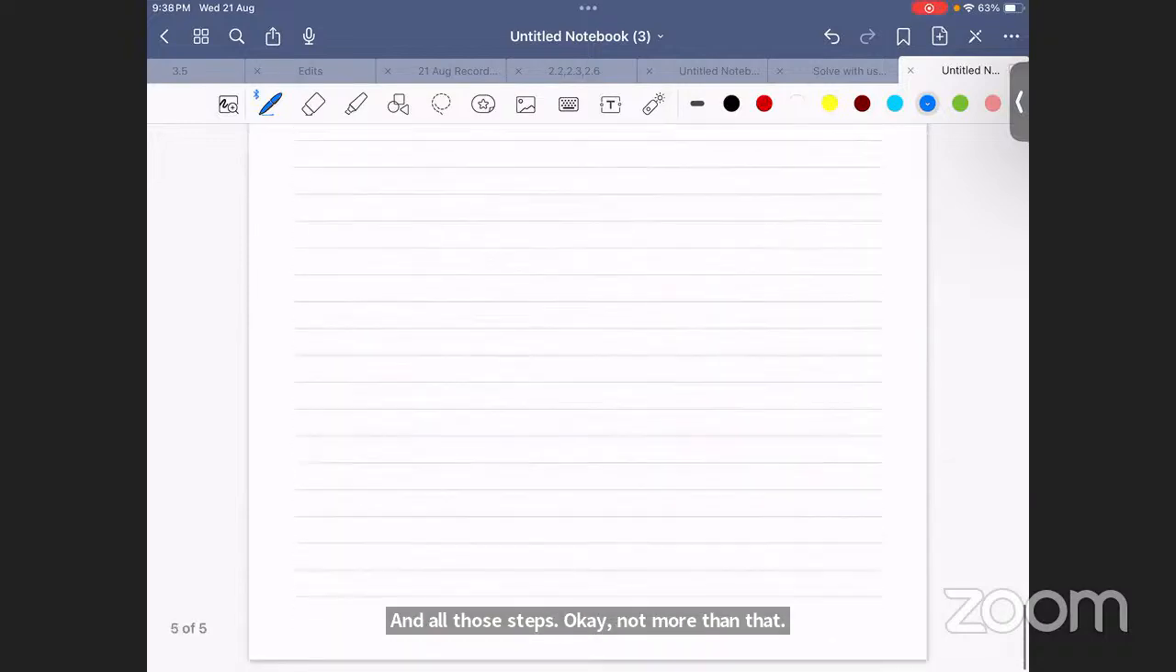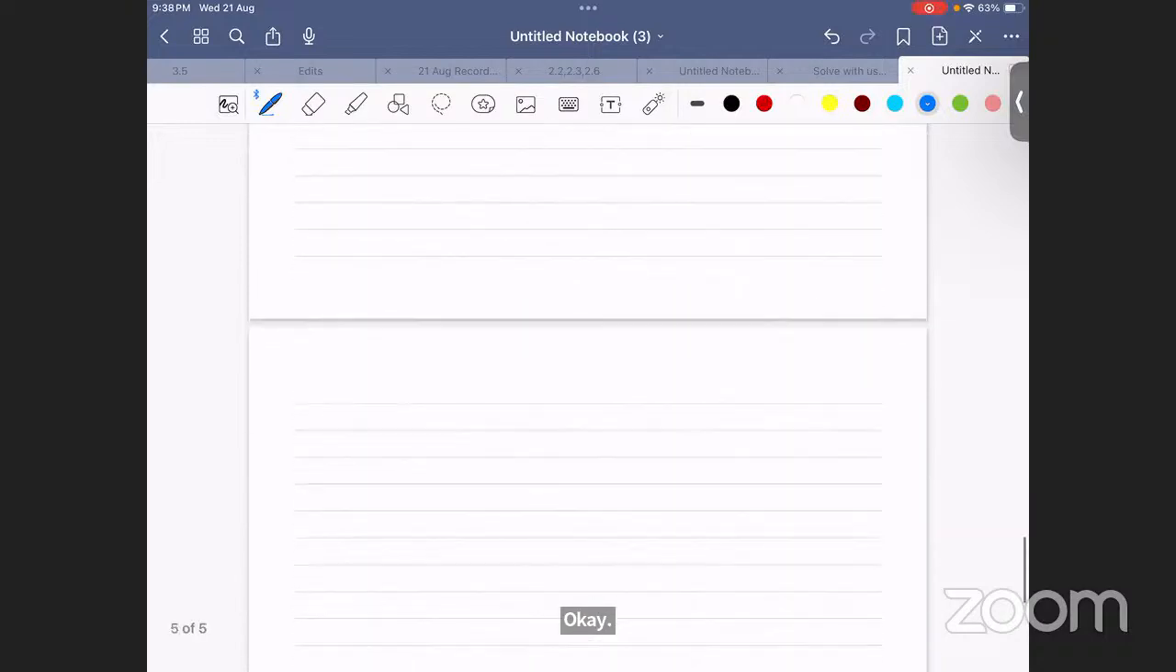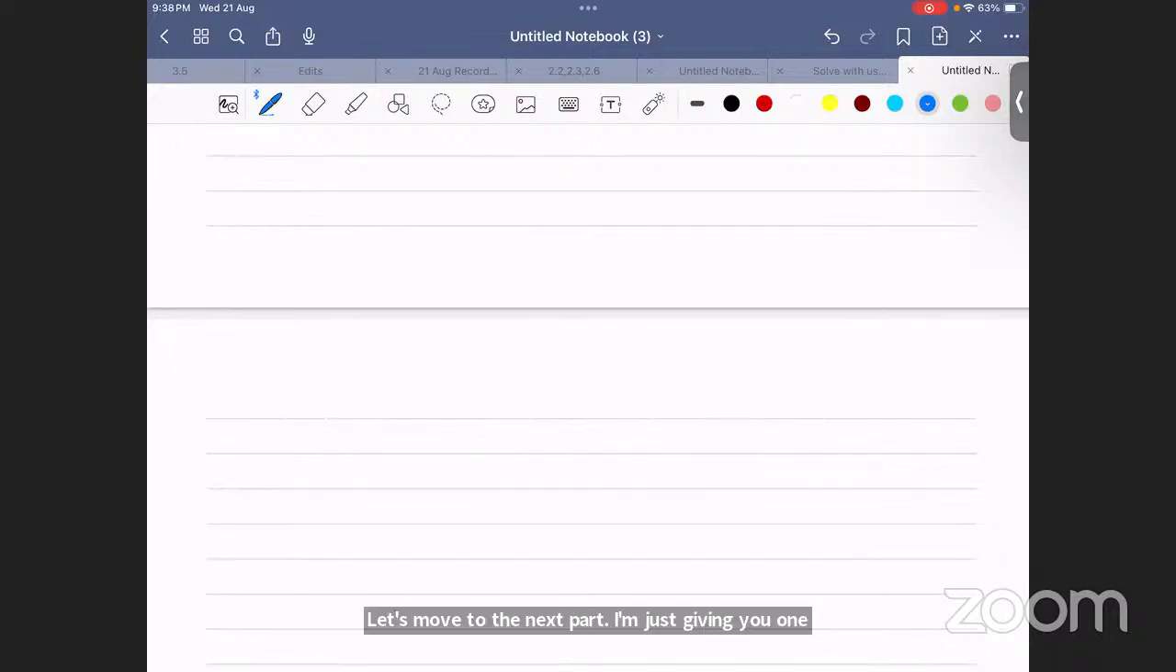Okay, let's move to the next part. I'm just giving you one graph, and then you have to tell me the minimum cost spanning tree. You can use any of the algorithms. I'll solve the one question with both algorithms and give you the answer. Okay.